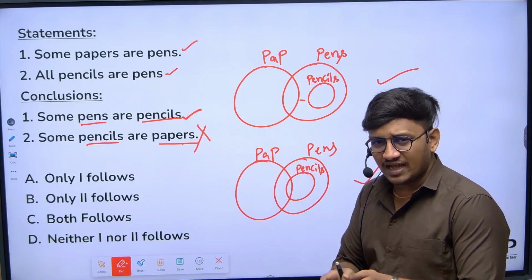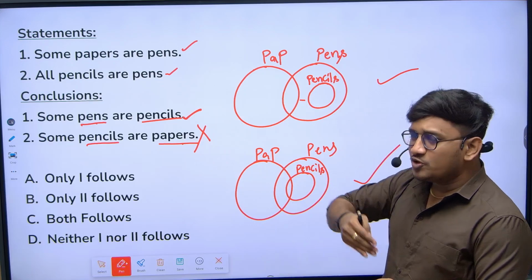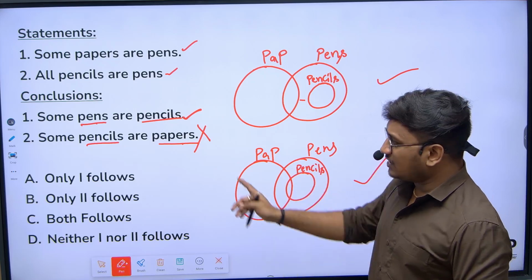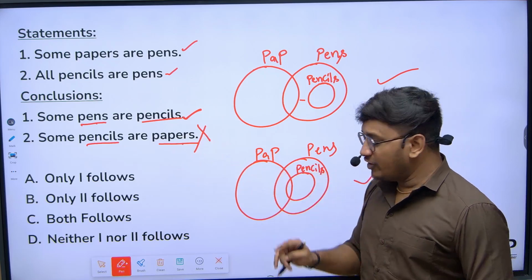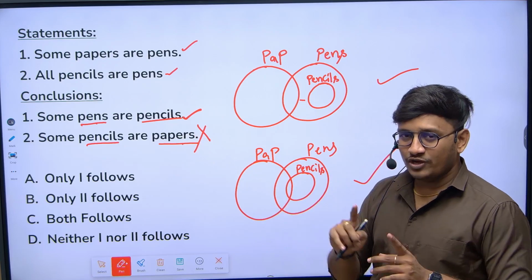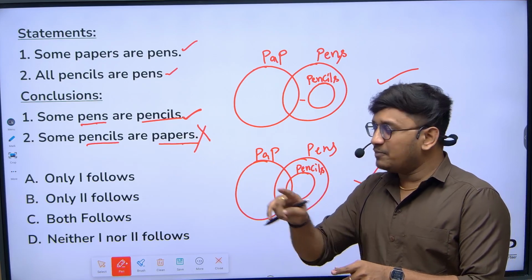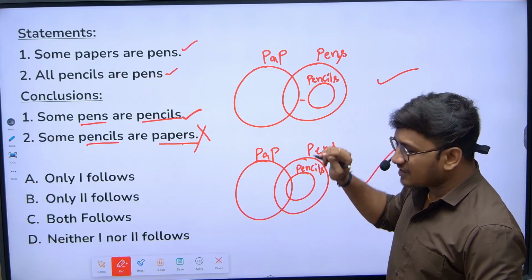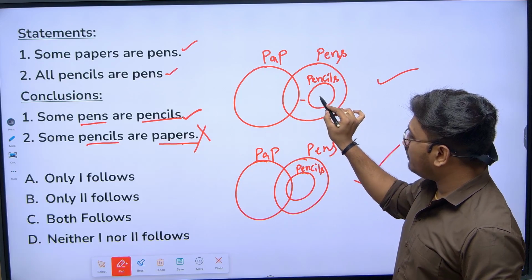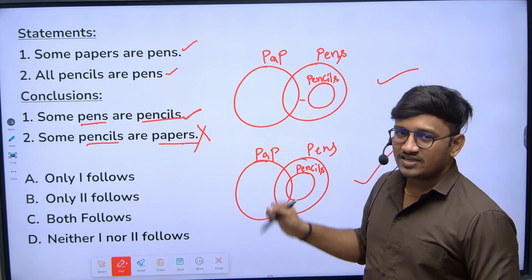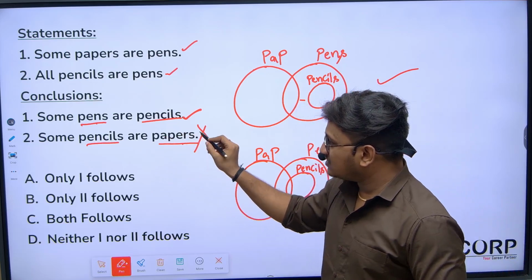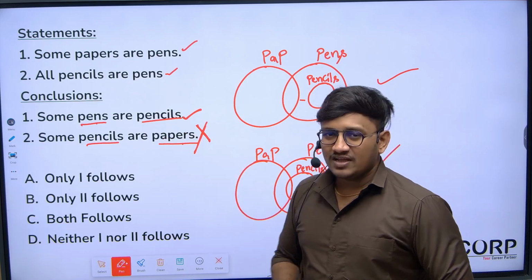Very simple. There are a few possibilities where these diagrams will show that this conclusion is correct. We don't want these types of diagrams. We want the diagram that will prove that this conclusion is wrong. Now in this particular diagram, papers and pencil circles are not intersecting. So this clearly shows that 'some pencils are papers' is the wrong conclusion.